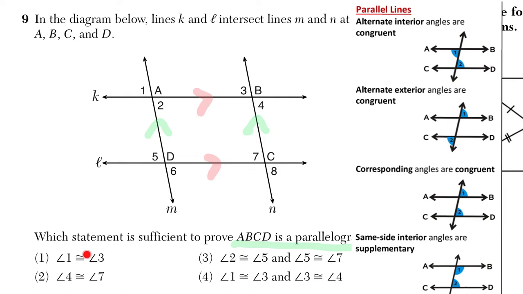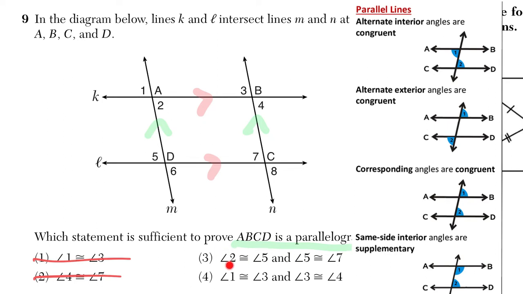And so when we look at option 1, it says simply angle 1 and angle 3 are congruent. And so if 1 and 3 are congruent, then we can prove that M is parallel to N, but that's not sufficient to prove that both pairs of opposite sides are parallel. So we can rule out option 1, and we can rule out option 2 for the very same reason. So let's take a look at option number 3.